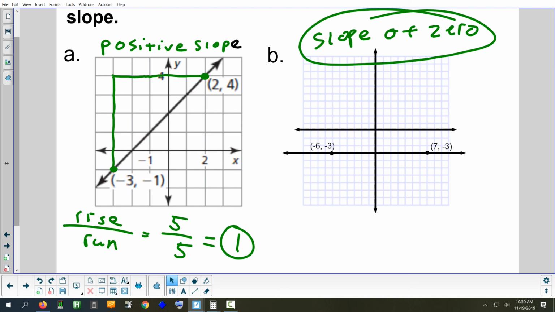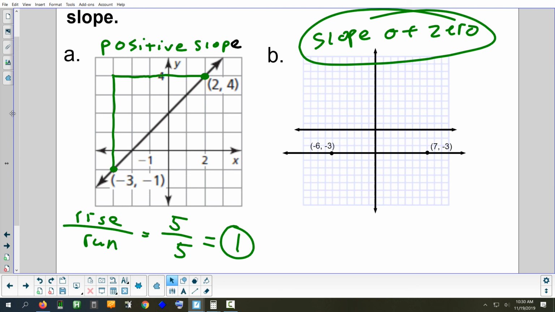Okay, so under slope description, just write slope of 0 for both. Slope, actually you could just put the number 0. That's even shorter. On part A, positive slope, and then under slope, put the number 1.